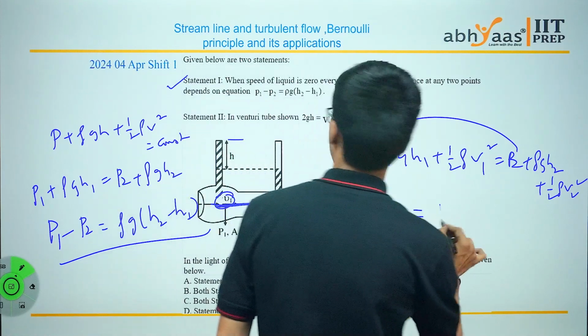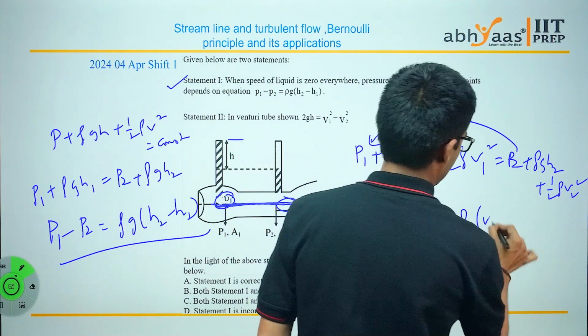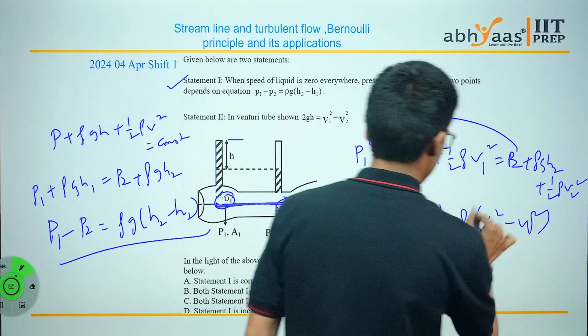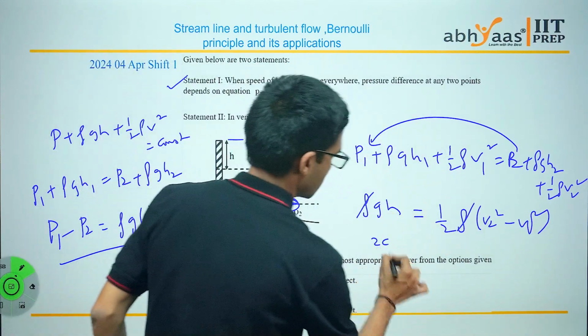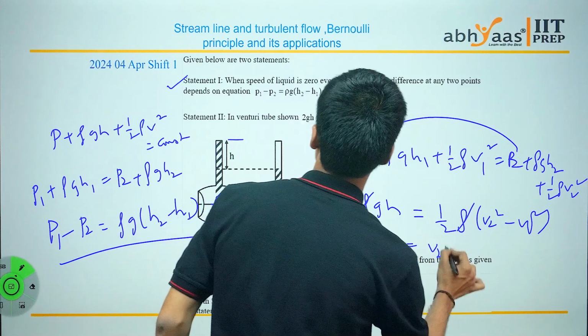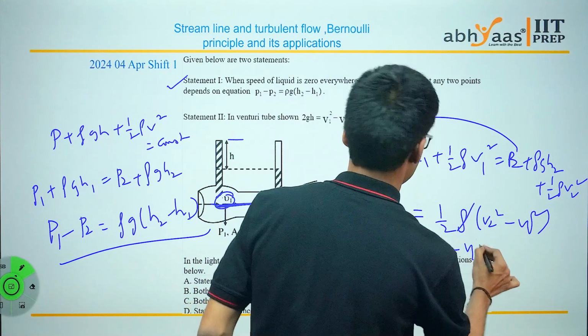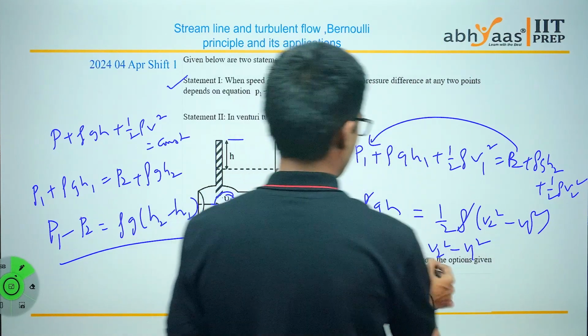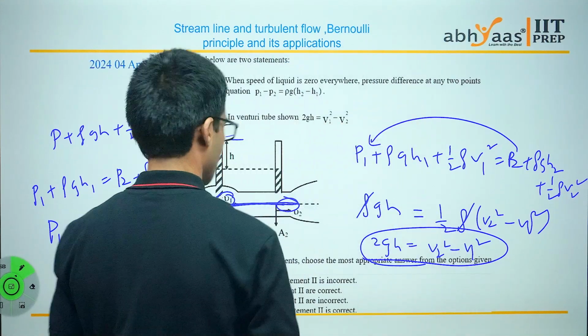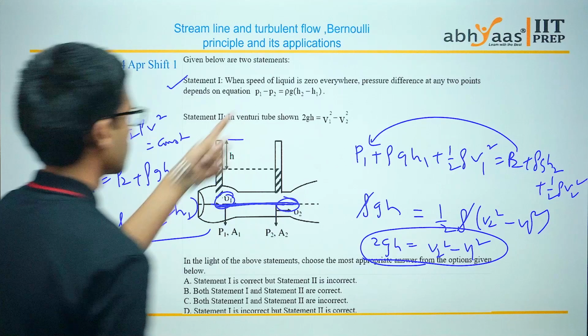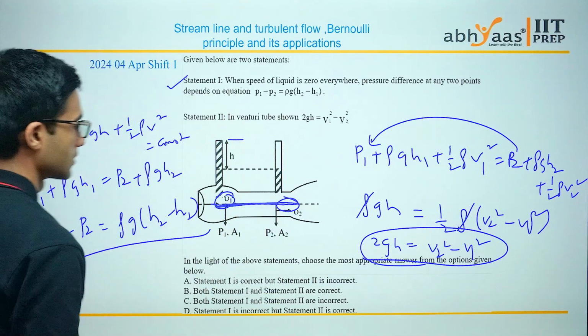So then what happened? Half rho V2 square minus V1 square. So rho gets cancelled. Then what happened? You will get 2gh is equal to V2 square minus V1 square. Okay, this is the thing. So you will get the answer simply by seeing the questions and answers. You will get the things.